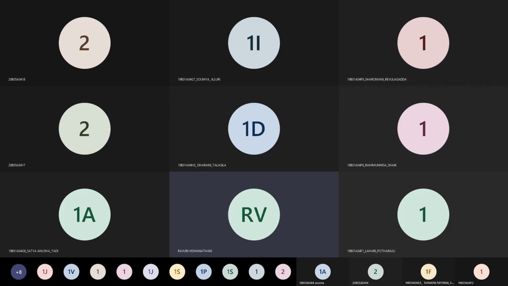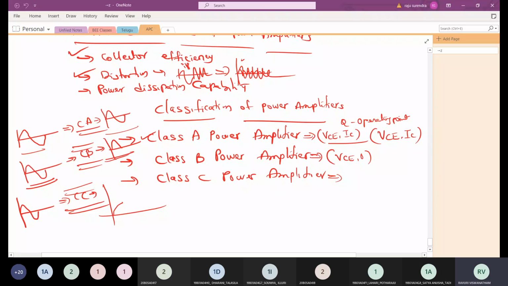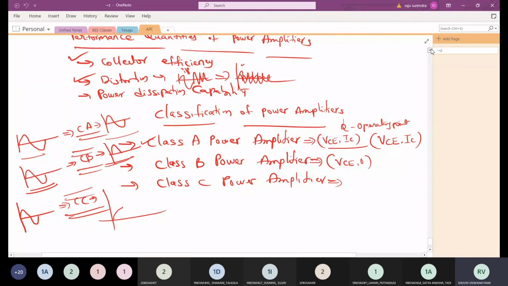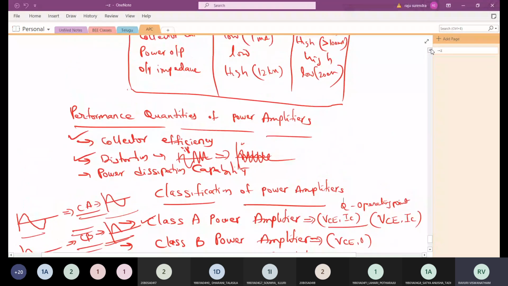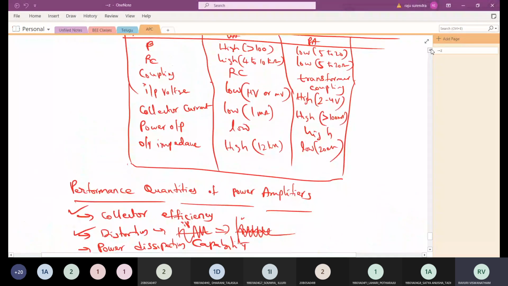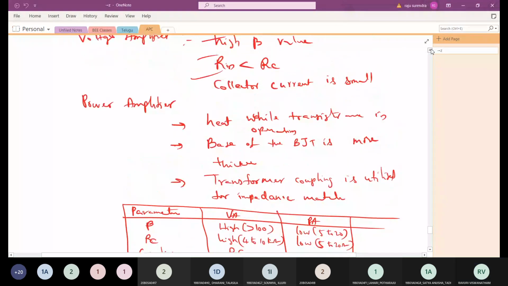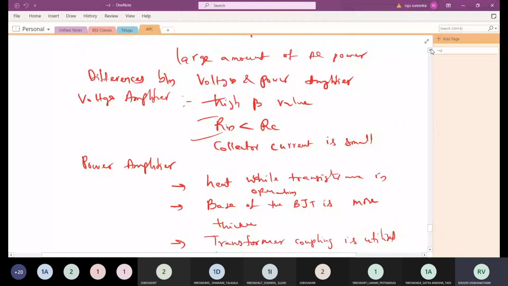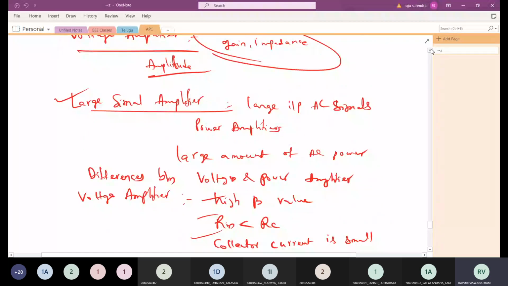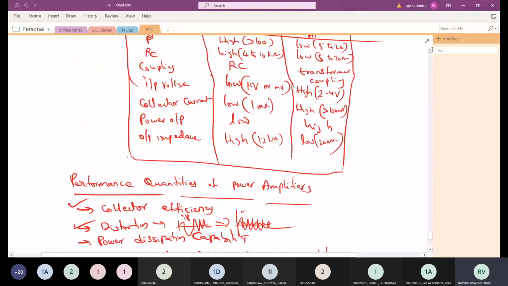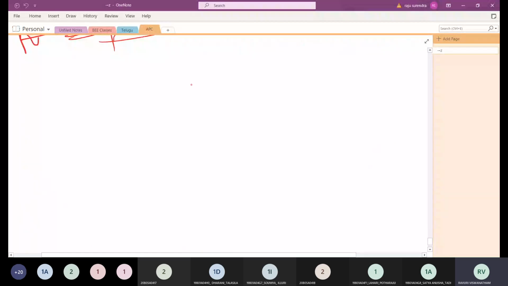In the last class, we have seen what a power amplifier is, why a power amplifier is required, what the types of power amplifiers are, how we have to check the performance quantities of power amplifiers, and the difference between power amplifiers as well as voltage amplifiers. All those things we have seen in the last classes. And today we are going to discuss the class A power amplifier.